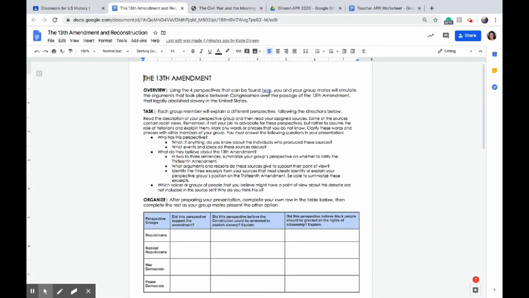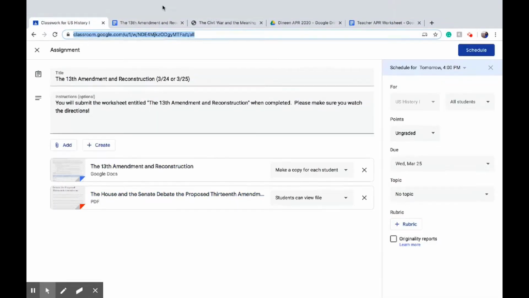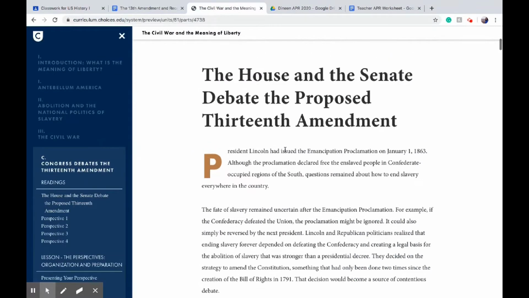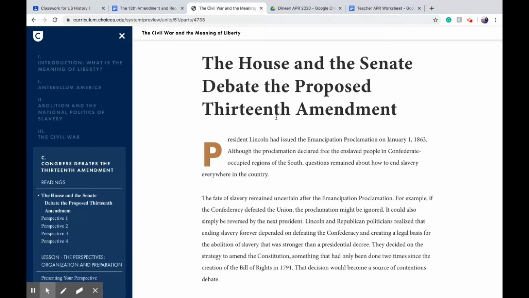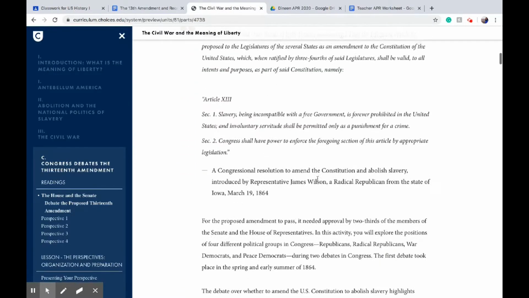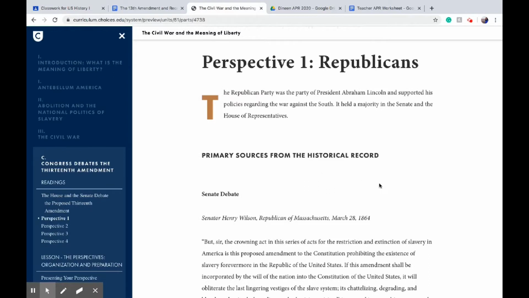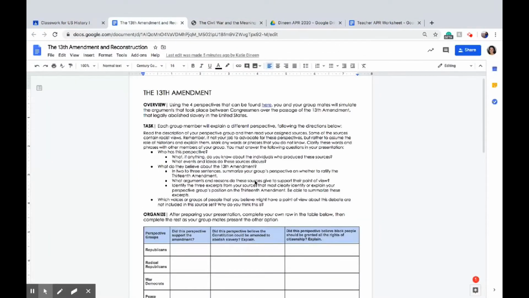The first thing that you'll do is pull open the source set found at this link where it says here. It's also attached as a PDF just in case you're having trouble with it loading. But everyone, all group members, will read the introduction here: when the 13th Amendment was proposed, what it actually says. And then there are 4 different perspectives on whether or not the 13th Amendment should be passed. And each group member will look at a different one of these 4 perspectives that you'll have to present to the rest of your group.